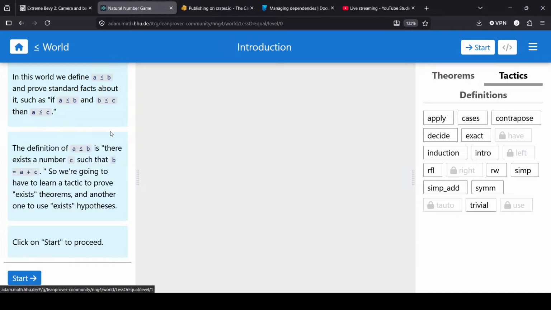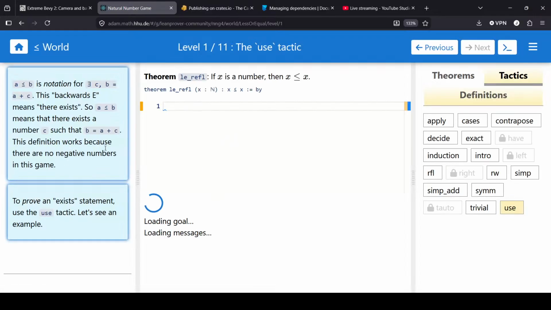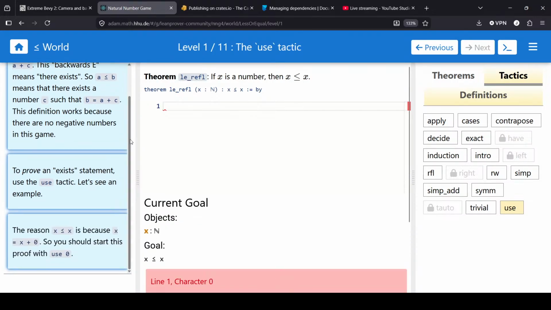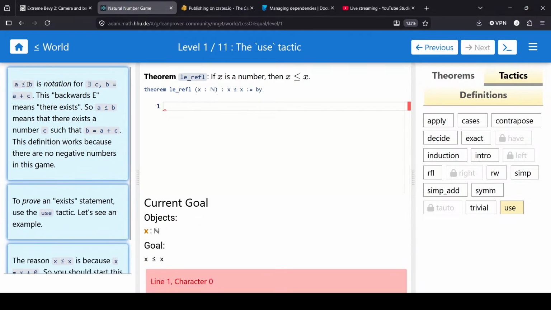The definition of A is less than or equal to B is there exists a number C such that B equals A plus C. So we're going to have to learn a tactic to prove exists theorems, another one to use exists hypotheses. I see. The use tactic, okay. A is less than or equal to B is notation for there exists a C such that B equals A plus C. Okay, I get it now.